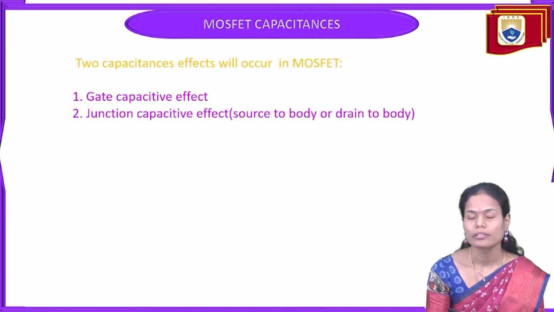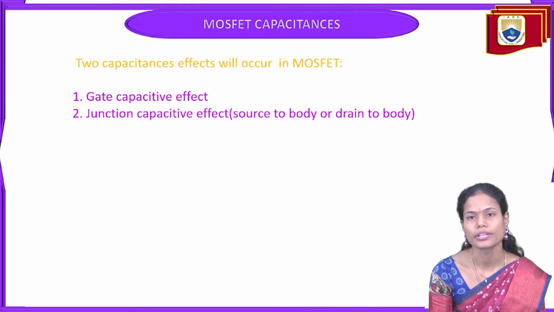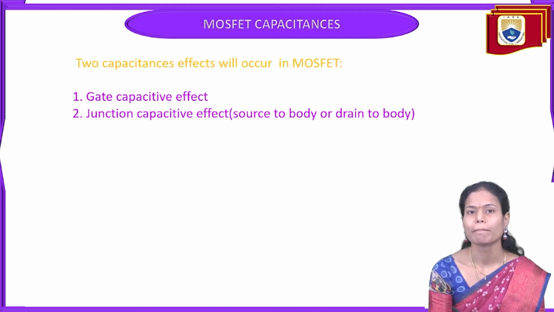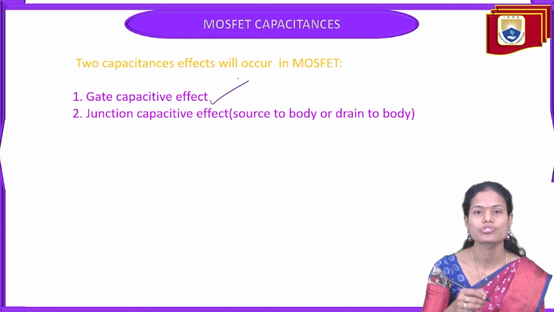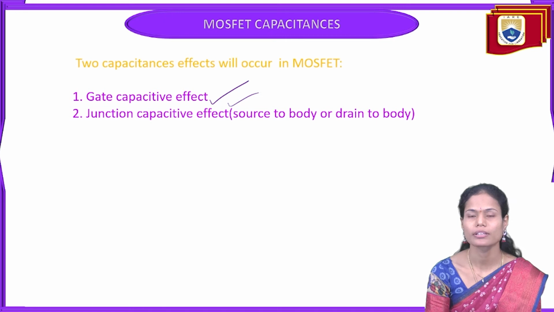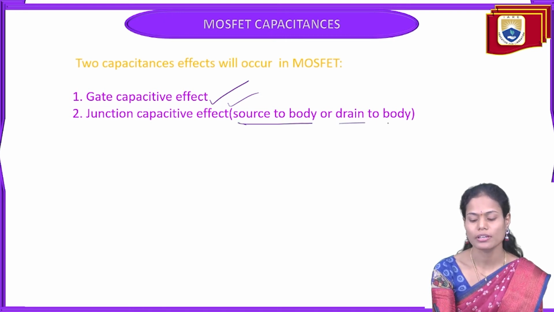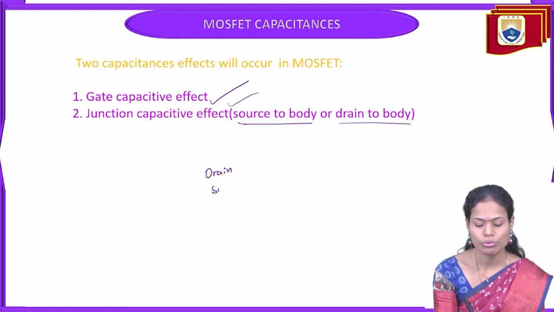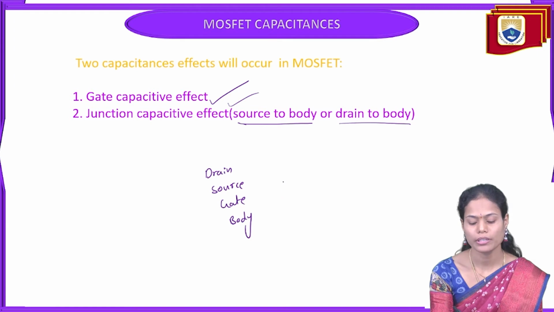Whenever we apply that VGS voltage between the gate and source of the MOSFET, two types of capacitive effects occur in the MOSFET: the gate capacitive effect and the junction capacitive effect. The junction capacitive effect exists between the source and body as well as the drain and body terminals of the MOSFET. We have the drain, source, gate and body terminals in any MOSFET, but in most cases we combine the source and body terminals as the source terminal only.